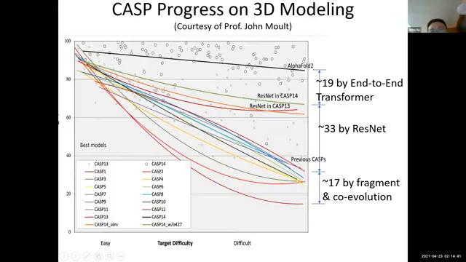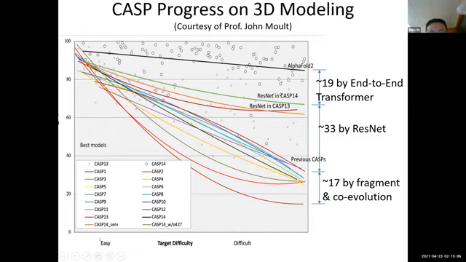So almost done. This is the final slide. I'll show you the progress on 3D modeling. This picture was drawn by John Moult, who is the CASP organizer. Each curve represents one CASP, and of course the higher the curve, the better the quality of what we can predict.